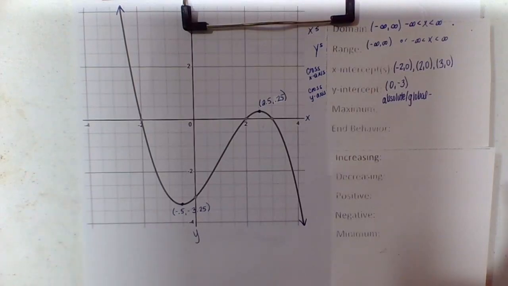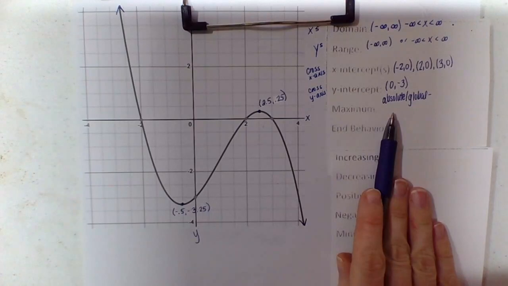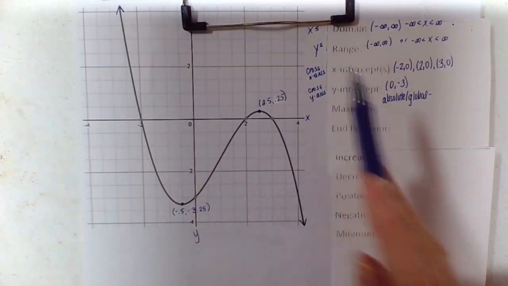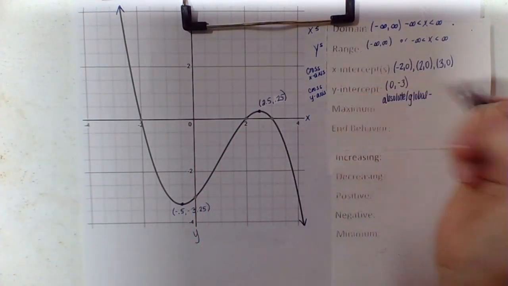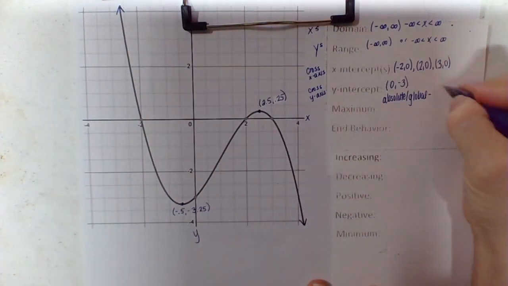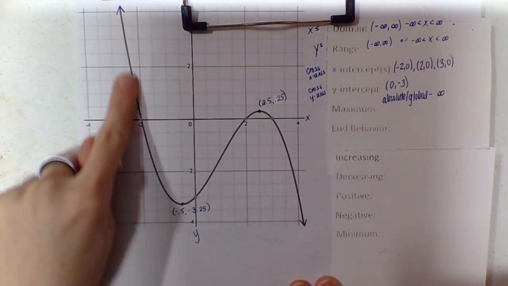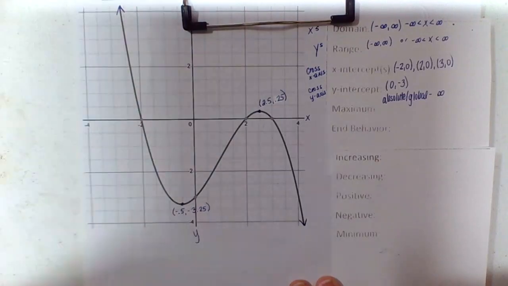Absolute or global means there's absolutely nothing higher than it. So the absolute highest number that we get on our graph is going to be infinity. Because if we continued our graph up, we're going to continue up forever. There's nothing higher we're going to get.